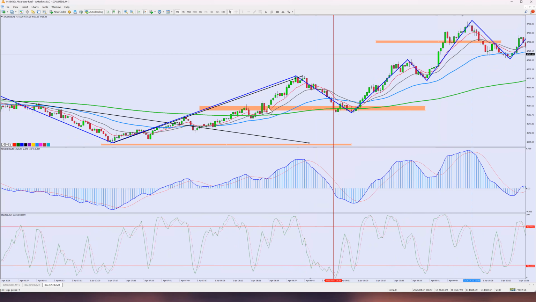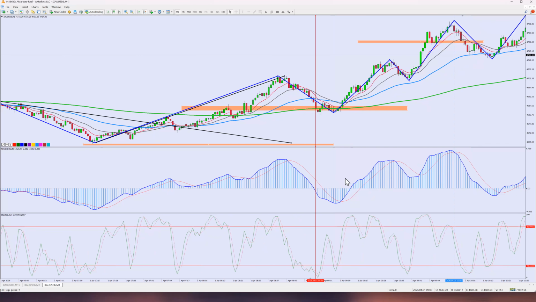Okay, now in the 1 minute chart, as you can see, again, if you're going to follow the same thing, the market is going to fluctuate a lot, and we cannot.